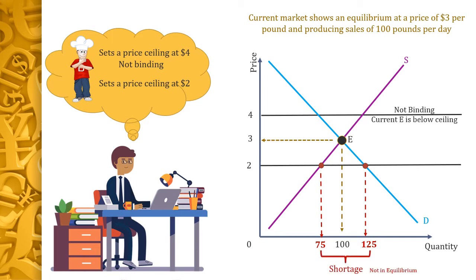So that means that we now have a shortage. We have a shortage because we're not in equilibrium. We're not in equilibrium because basically the price has been artificially put down. So what we have is a binding constraint. So when we have a binding constraint, we tend to have shortages.